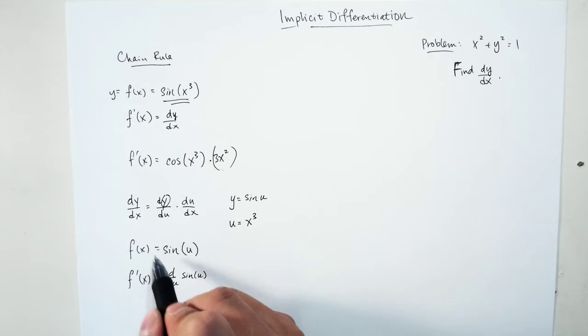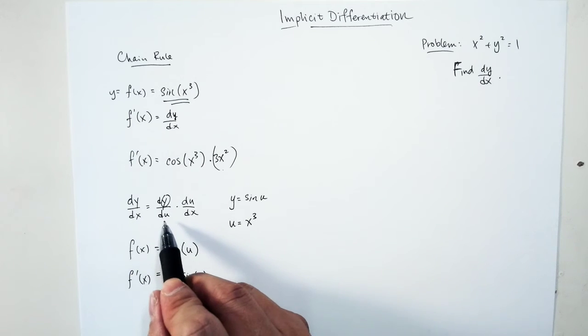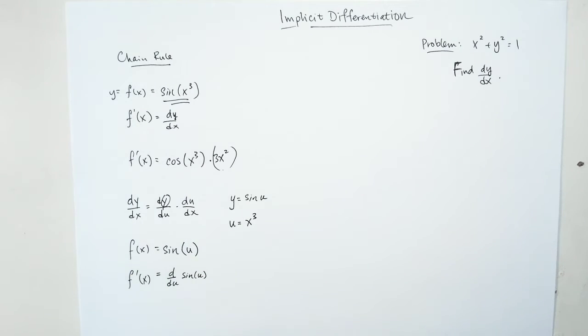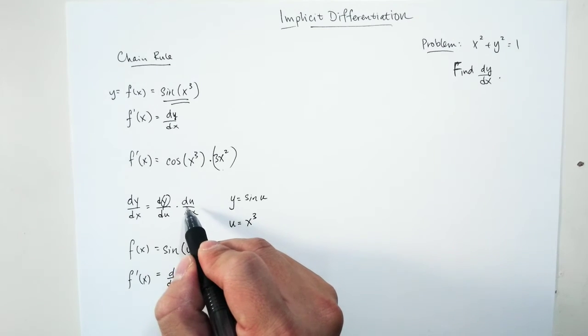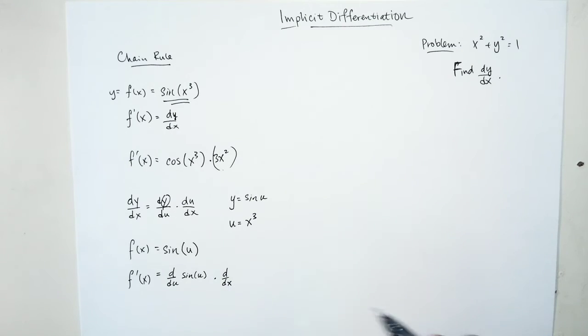But that's not dy dx, right? dy dx is this. If I just do this part, it's just dy du, dy over du. So we need to do something else, which is du over dx, meaning that we are going to differentiate u in terms of x. Okay?